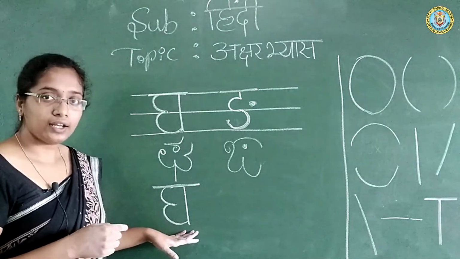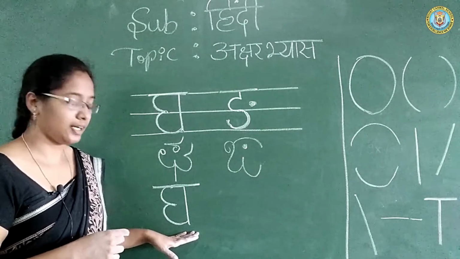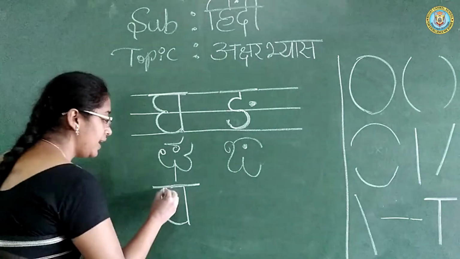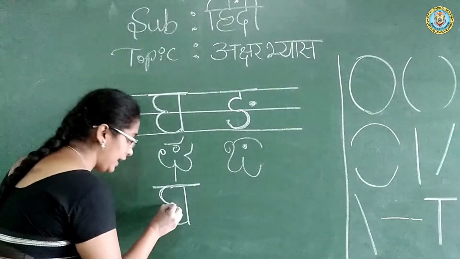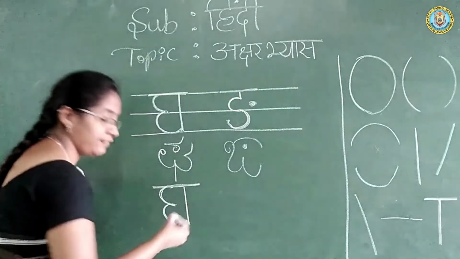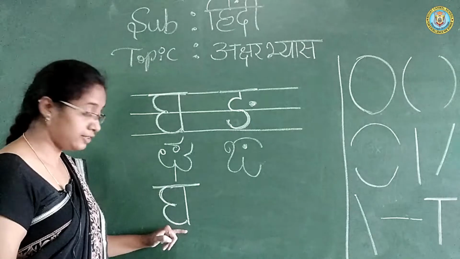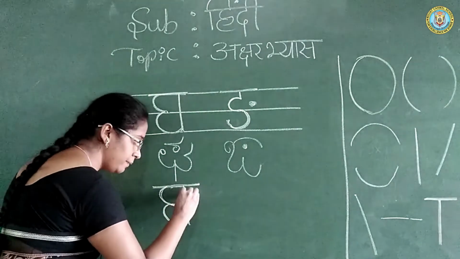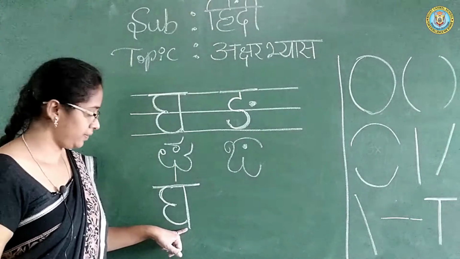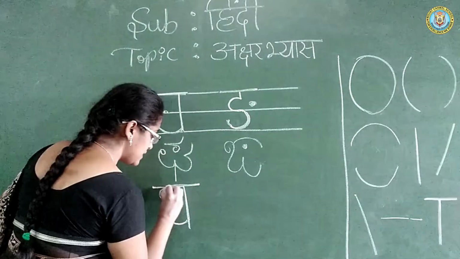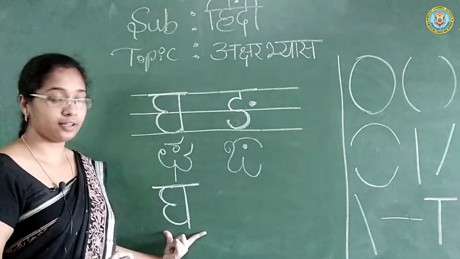I think everyone wrote this varna along with me. Let us write once again. Left curve and another left curve, and the second left curve should touch the standing stroke. After this sleeping stroke, then it becomes gha.